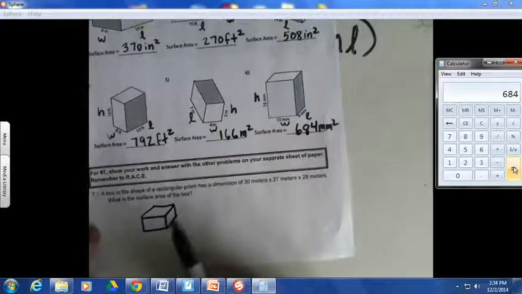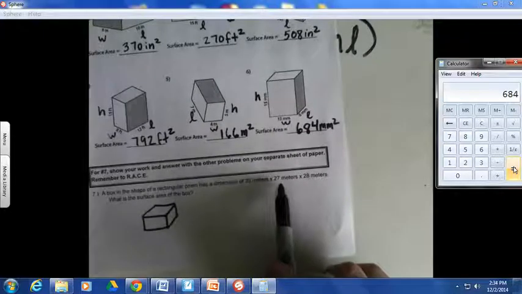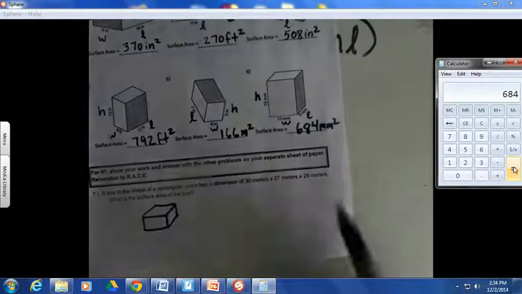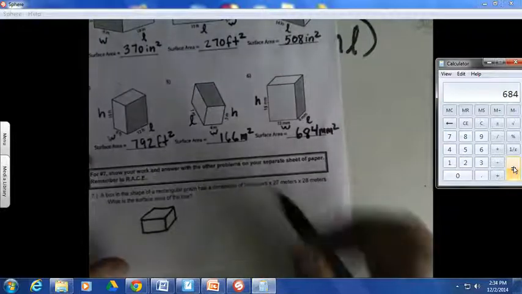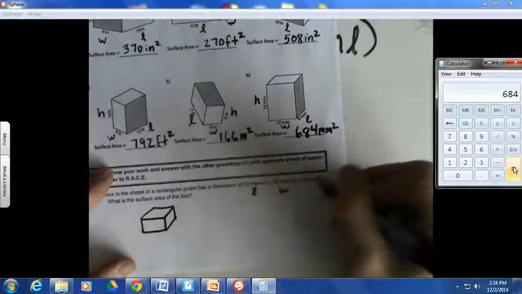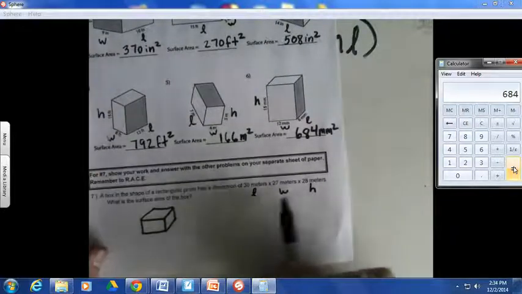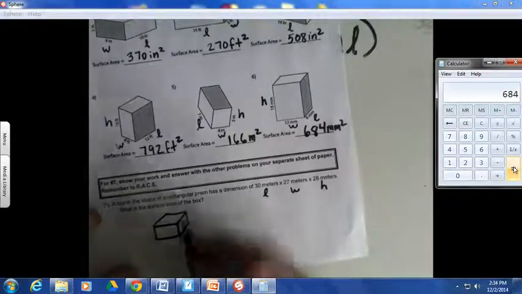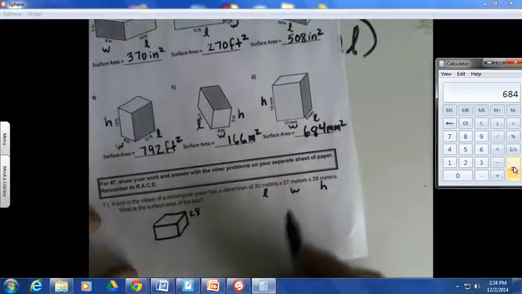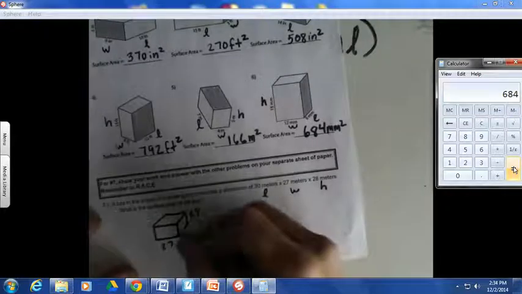A box in the shape of a rectangular prism has a dimension of 30 meters times 27 meters times 28 meters. What's the surface area of the box? So the measurements that they're giving us here, we know that our three dimensions are length, width, and height. So we're just going to use these numbers as our length, our width, and our height. So we'll say that our height is 28, our width is 27, and our length is 30.